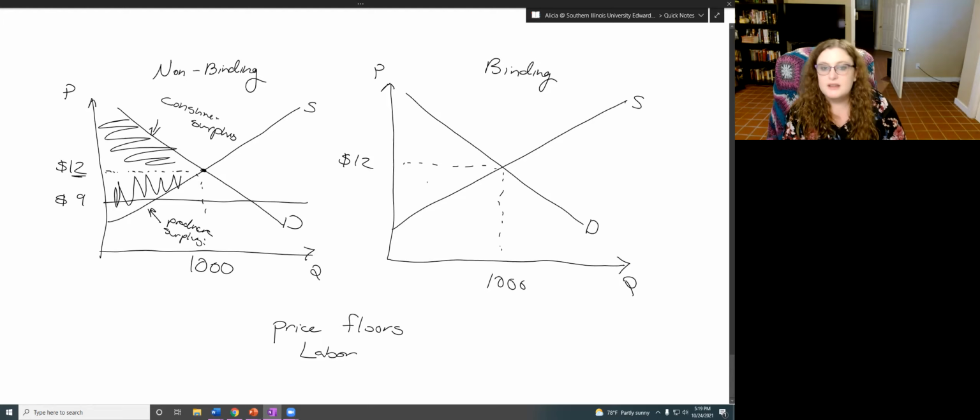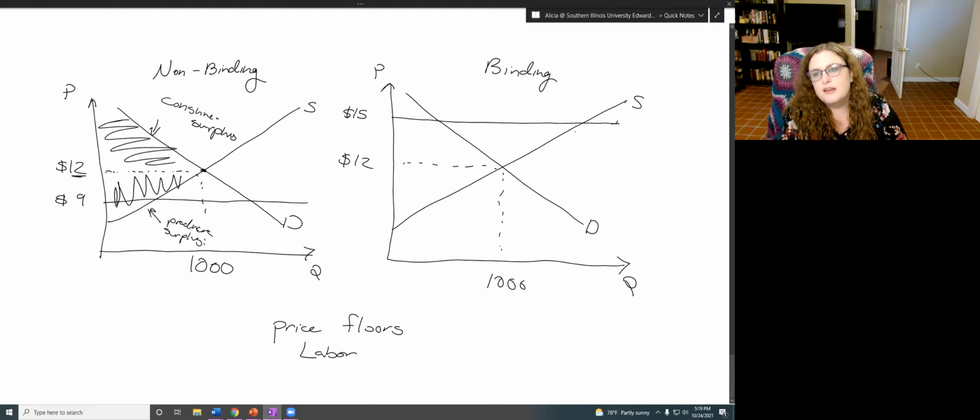Let's think about the binding case, though. Let's say that a new rule comes in for a $15 minimum wage. We've seen stuff about this all the time, and it's something that's been debated and in some places even implemented. Let's say that there's a $15 minimum wage. Well, what happens if you cannot charge people less than $15 for each hour of labor? Okay. Well, okay, this is the binding case.